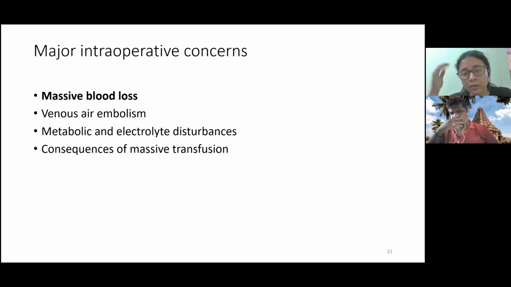Colloids may be used to bide time in the face of ongoing blood loss when blood is not yet available. But in general, there's a risk. There's a theoretical concern for colloids contributing to coagulopathy themselves. So, for all practical purposes, crystalloids are used for maintenance, and blood loss is replaced with blood and blood products.